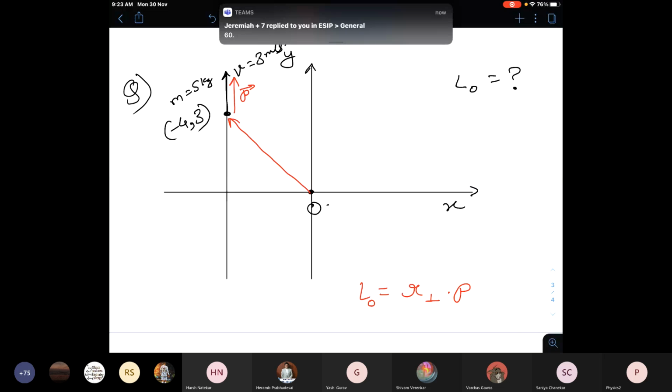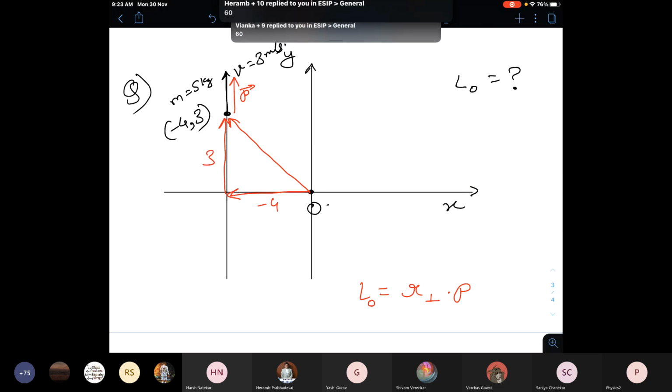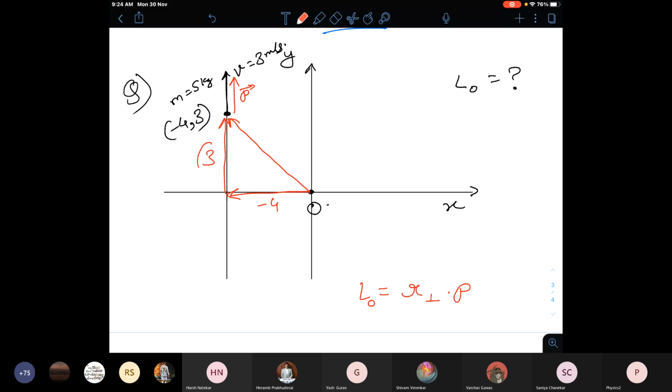The R vector will be this. One component of the R vector is this, the other component is this. So this is -4, this is 3, as per the coordinates. The 3 component is parallel to the P vector, so we won't use it. But -4 is perpendicular to P.